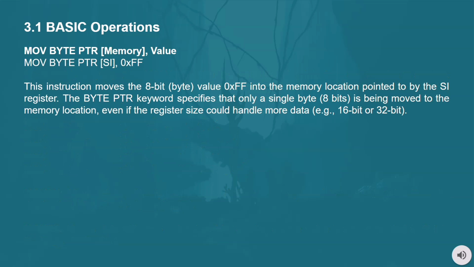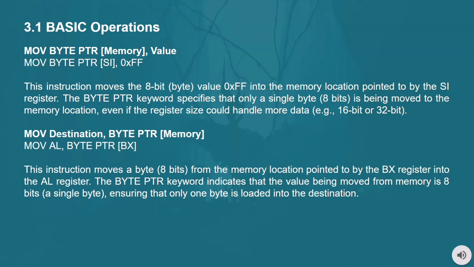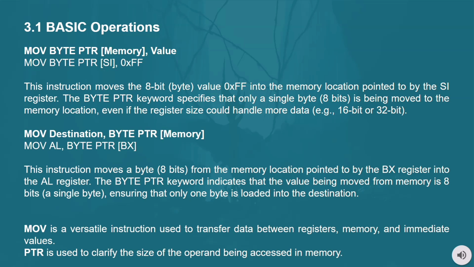The MOV instruction with BYTE PTR specifies the size of the operand being accessed in memory, ensuring that only a single byte, 8 bits, is moved between registers and memory, preventing potential data size mismatches.